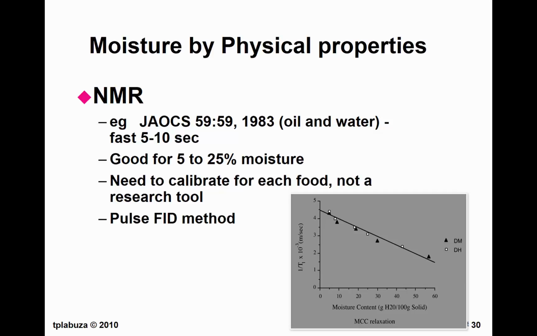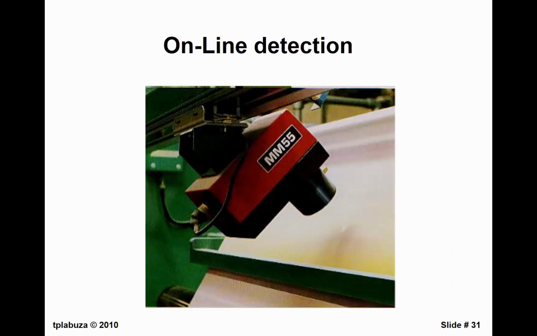So what you can do is use an NMR device and just measure the T1 relaxation from that instrument. You can make that as a model that would shine onto the row of the conveyor belt, so it would give you an immediate reading. You would need to calibrate it for each food. It's good between about 5 to 25% moisture if you're using NMR methods. And there are some methods for doing it. This is a typical type of device.